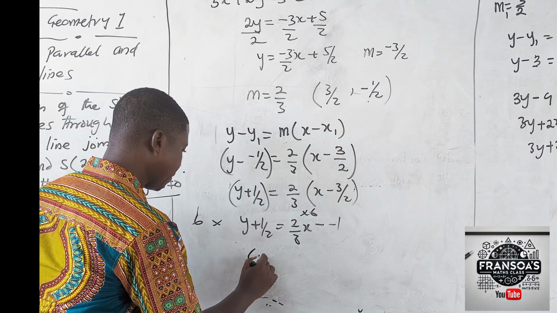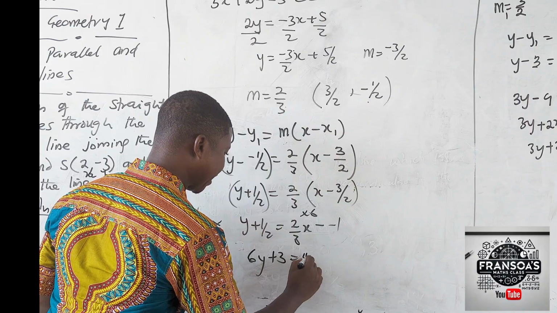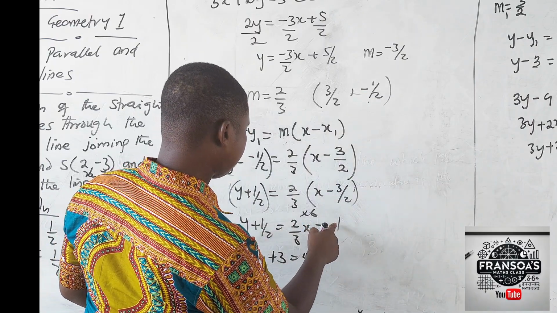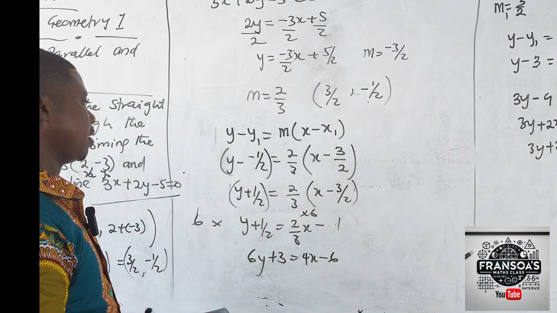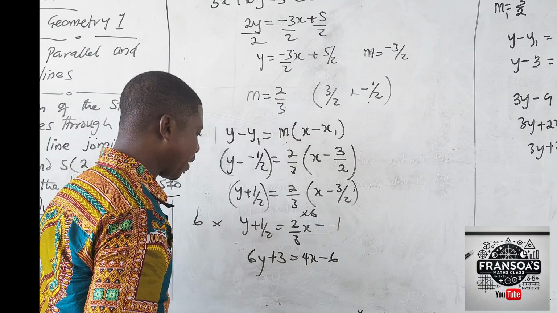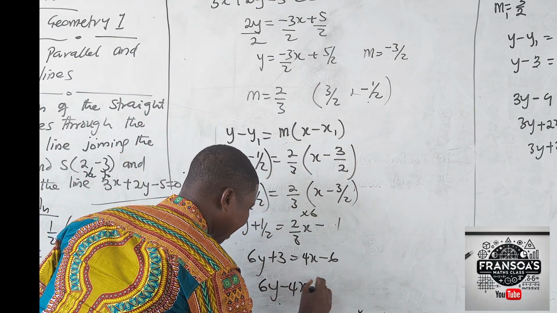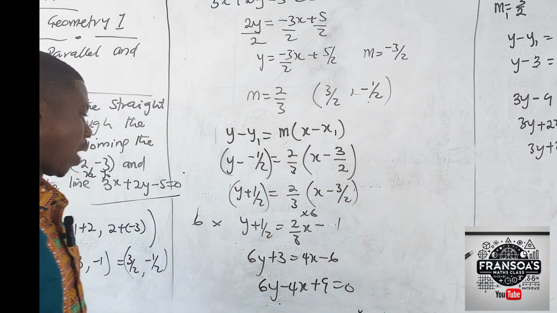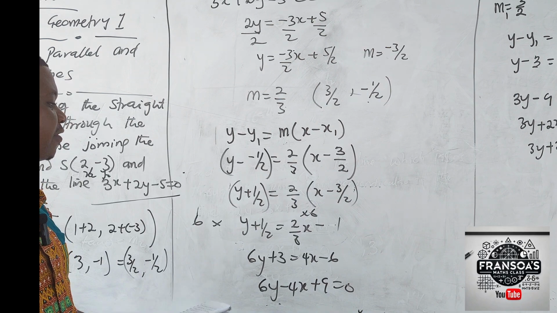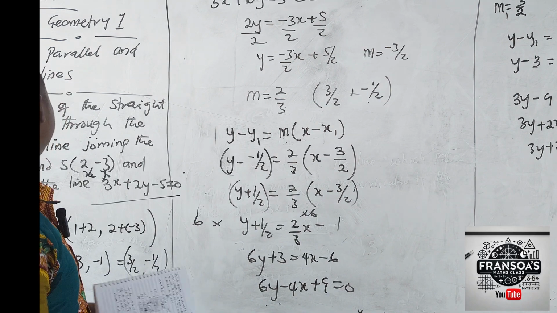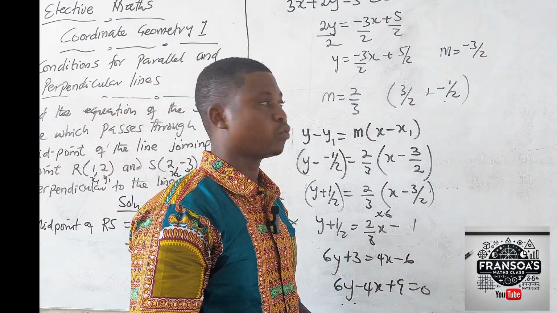So 6 multiplied, we have 6y, and plus 3 is equal to, this will cancel that, so we have 4x, then minus 6. So with this, we can group our like terms and have 6y minus 4x plus 9 equal to 0. And this one gives us our equation. So the new equation that we are supposed to find is 6y minus 4x plus 9 equal to 0.